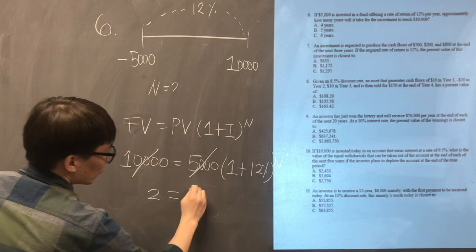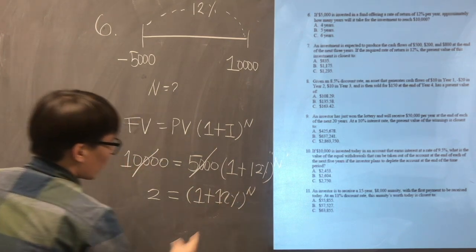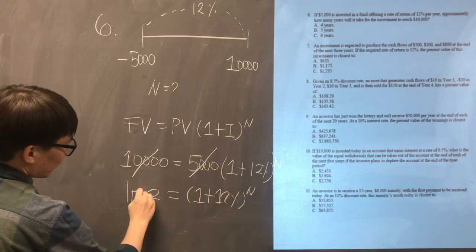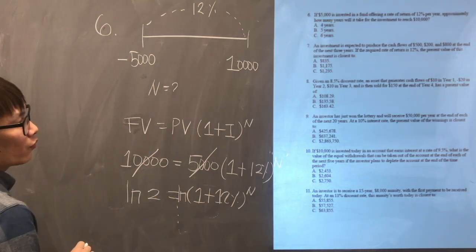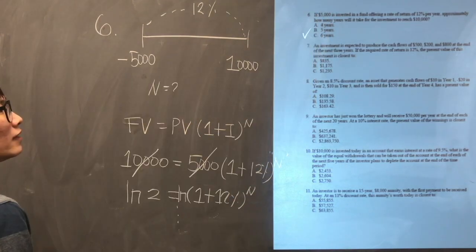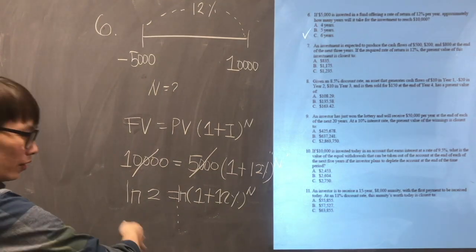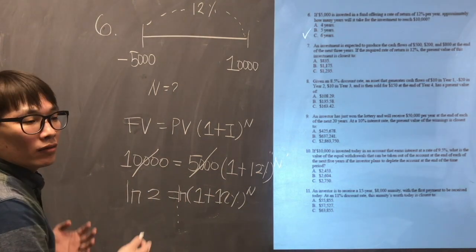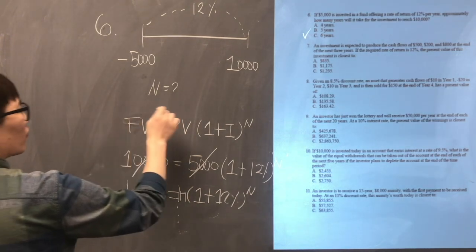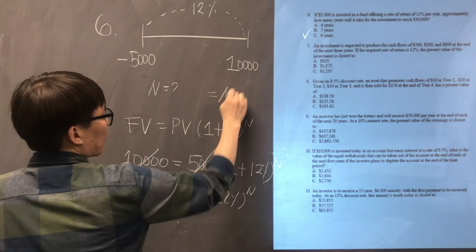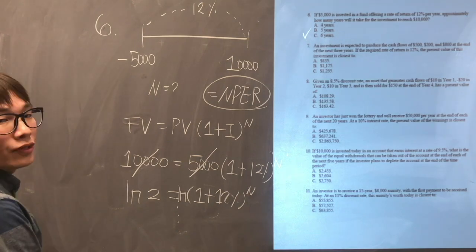2 equals 2, 1 plus 12%, and again, you need to use the natural log like this, ln, and you will get 6 years, right? Again, you can do the math with a regular calculator, but using the Excel formula makes it easy.